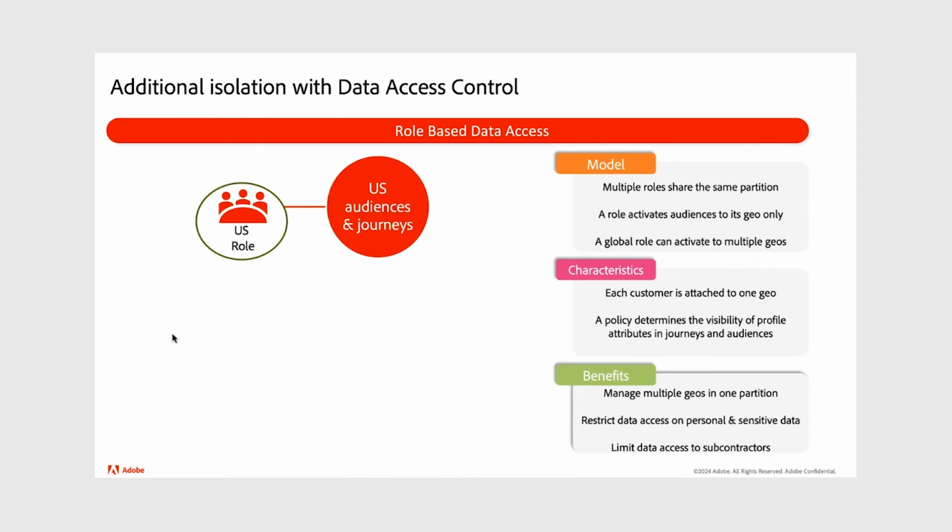So the main benefit is that you can manage multiple geos into one single partition. And you can also manage or restrict data access on personal and sensitive data. So let's say that you have a subcontractor, for example, or a digital agency that manage some of your campaigns, and you don't want to expose personal data in those campaigns. Well, you can directly, through the use of roles, filter out sensitive or personal data so that they are not taken into account for segmentation and activation purpose.